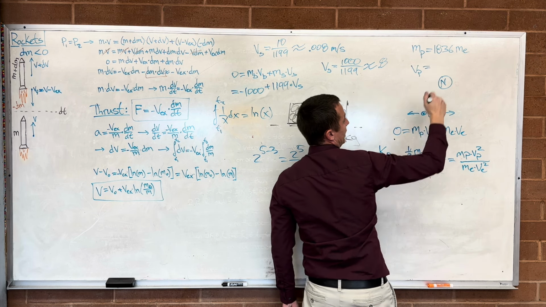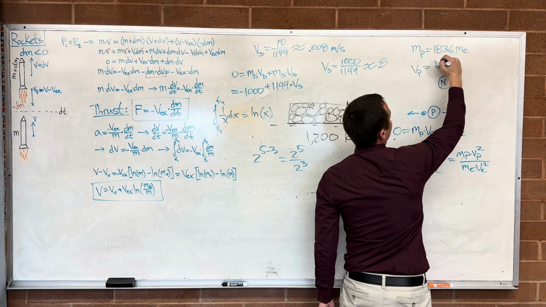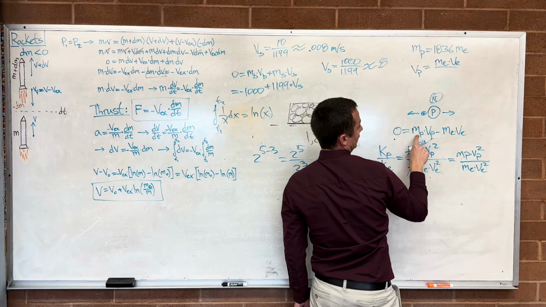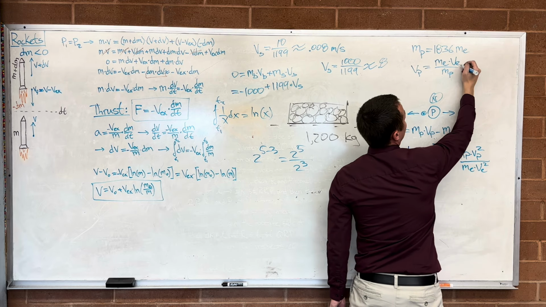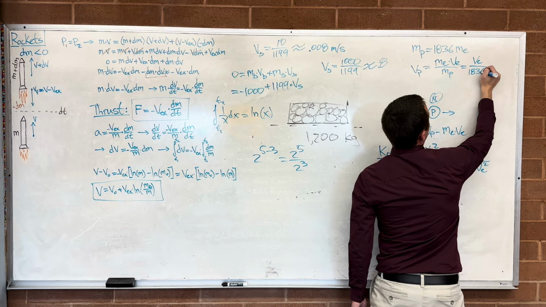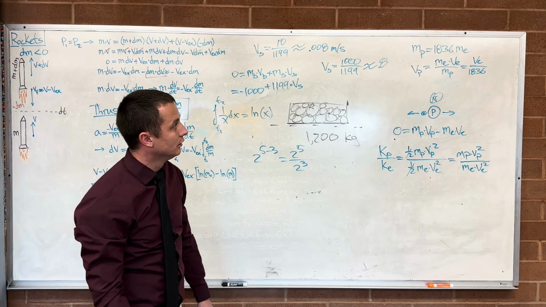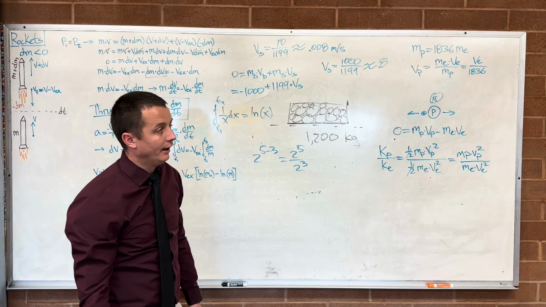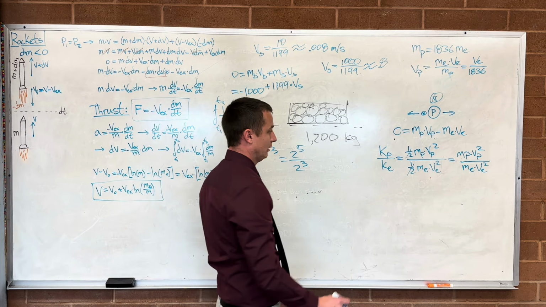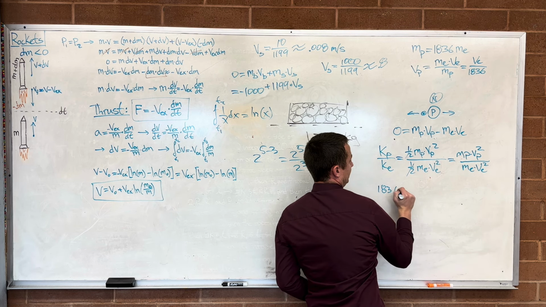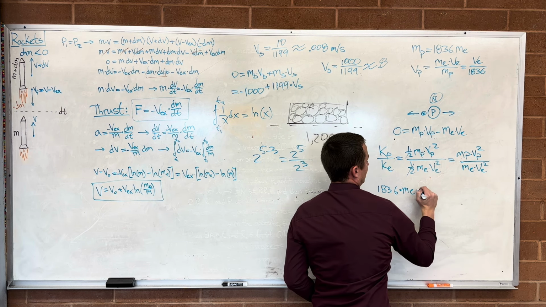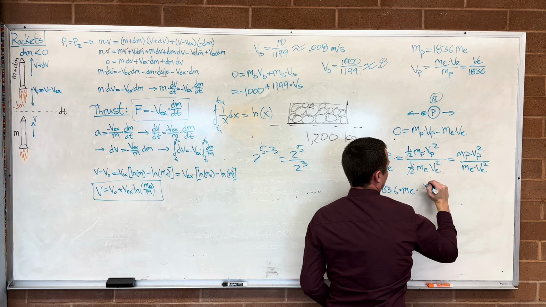So what is vp? Move that to the other side and divide by mp. It's me times ve all over mp, where mp is equal to this. So it's equal to ve all over 1836. Pretty simple. Everyone good? Okay, so let's make these substitutions now. So mp is 1836 times me, and vp is ve over 1836.